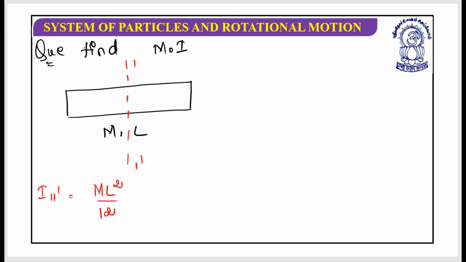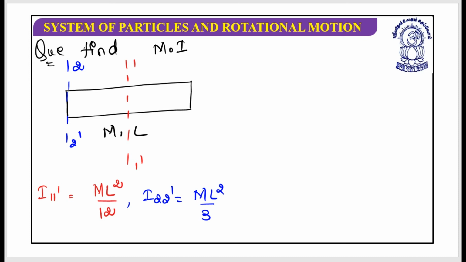Now next, let's suppose it is being rotated from here. So this is I22', which should be equal to ml square by 3. Yes, this is I22'.